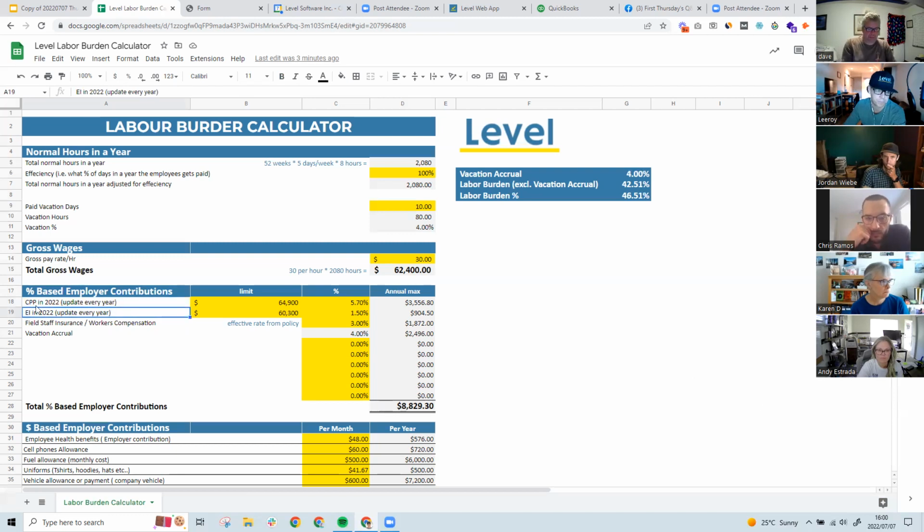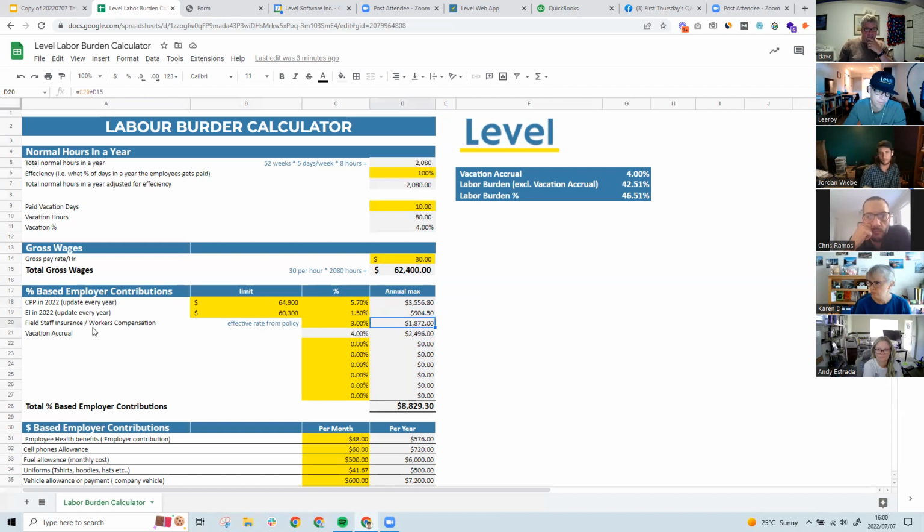So, your CPP is 5.7% of your wages, and your EI is 1.5%, which would give you your annual costs of $3,556.80. When I calculated this, I also have an if statement that says, what's your estimated wages? And I compare it against your limit. If your estimated wages are lower than your limit, then you multiply this by that percentage. But if this is greater than that, then you multiply this by that percentage. So I am accounting for the limits.